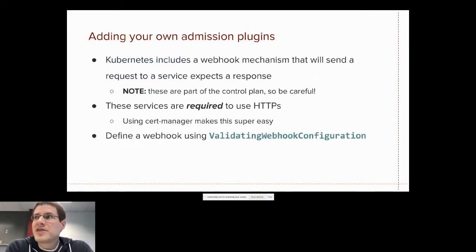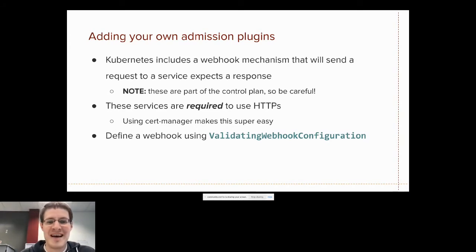What's cool though is that Kubernetes thought people may want to put in their own admission plugins, or add their own policies on what should be allowed. So Kubernetes includes a webhook mechanism where you can register a webhook and say, hey, anytime a request gets created, notify this service. And this service will then look at the request, decide whether it should be accepted or not, and return a response accordingly. We'll see that in just a second. These services are required to use HTTPS. And as noted here, if you're running your own admission plugin, be careful. It's part of the control plane. So if your admission controller starts messing up and rejecting requests, you could basically lock yourself out of the cluster. So just be careful.